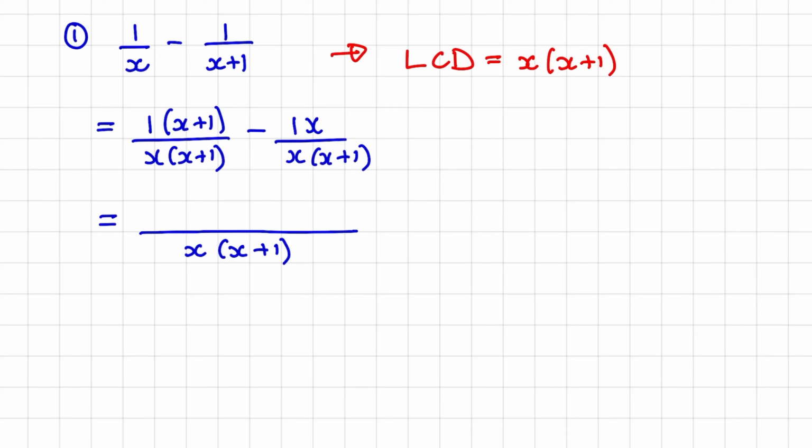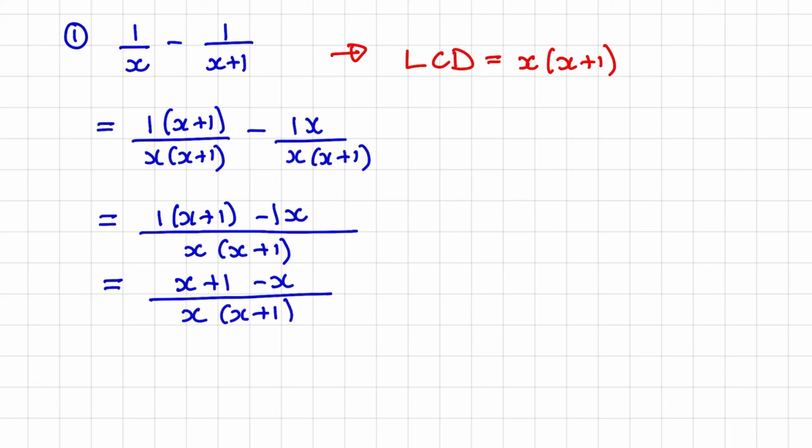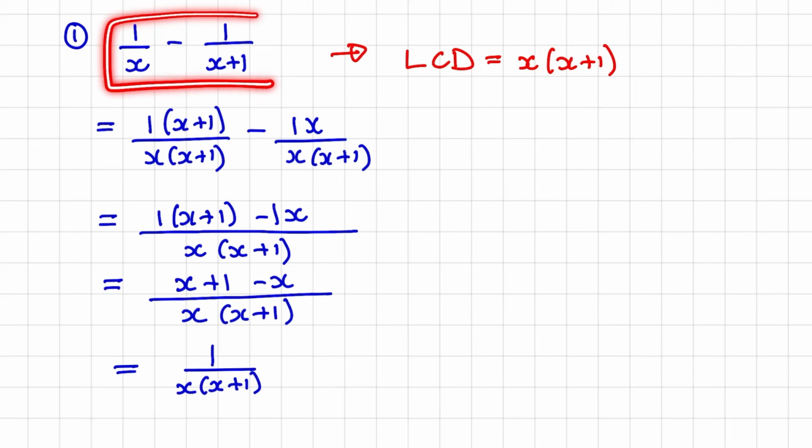And in the numerator, I'll have 1 times x plus 1 minus x, or 1x. If I multiply out in the numerator only, I have x plus 1 minus x over x times x plus 1. And if I simplify, that is equal to 1 over x times x plus 1. Now I have simplified this expression into a single fraction in its simplest form.